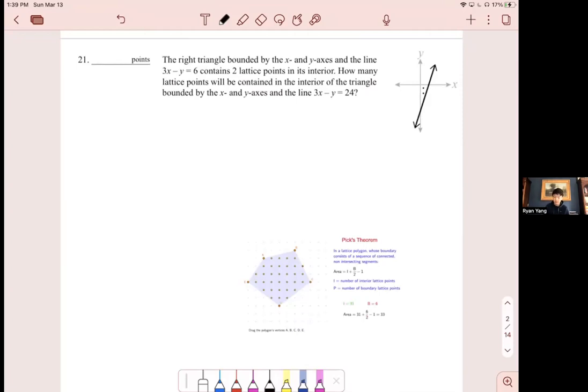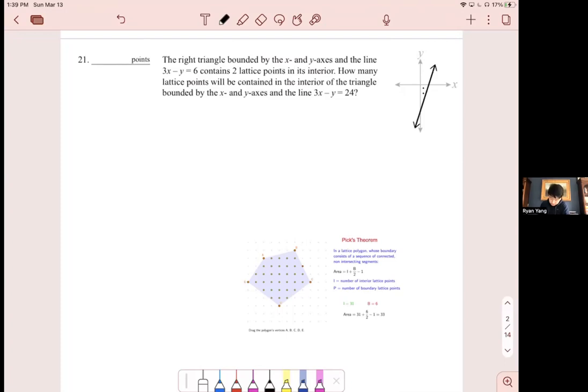The right triangle bounded by the x and y axes and the line 3x minus y equals 6 contains 2 lattice points in its interior. How many lattice points will be contained in the interior of the triangle bounded by the x and y axes and the line 3x minus y equals 24?